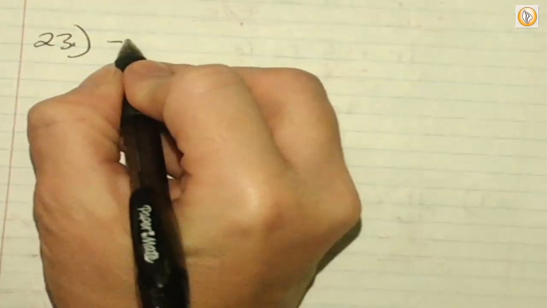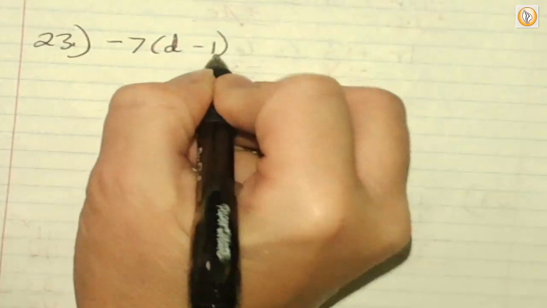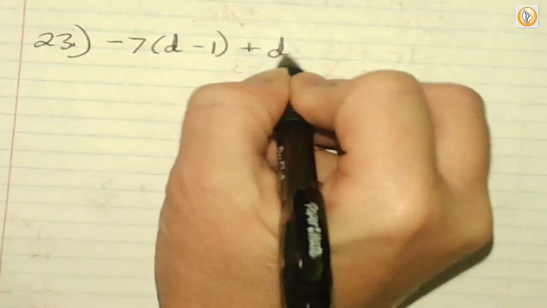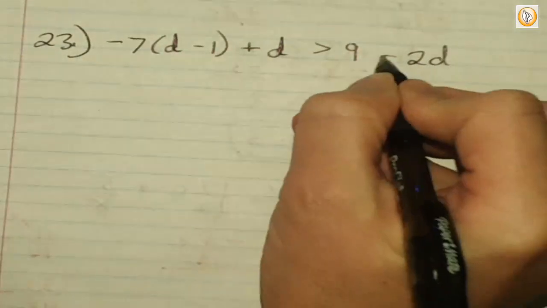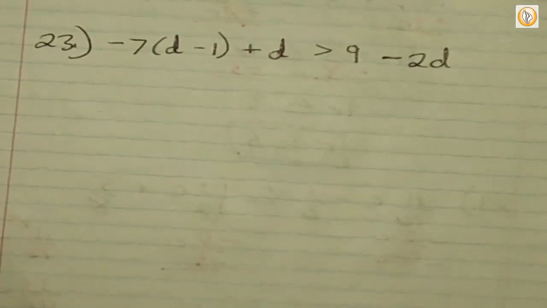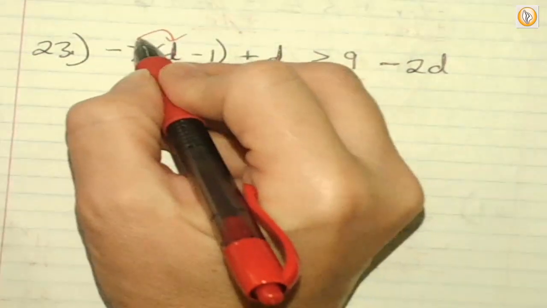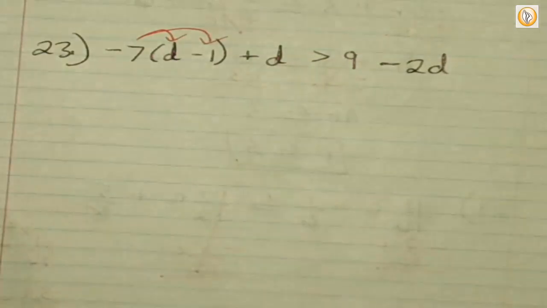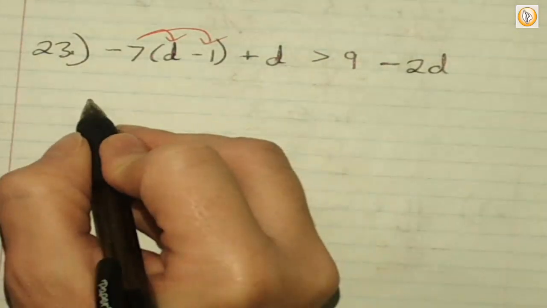All right, last one. Number 23. Keith. -7 times D minus 1 plus D is greater than 9 minus 2D. What do I do? Very good. We're going to do distributive first. So what do you get when you're done writing down, Keith? Tell me what you get.